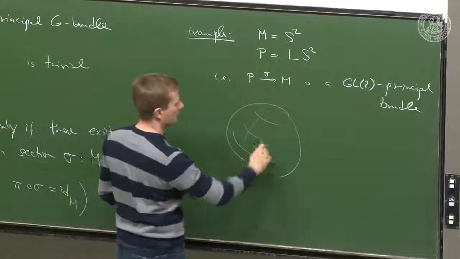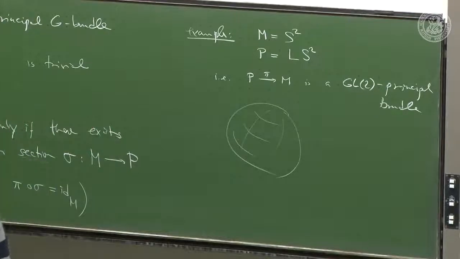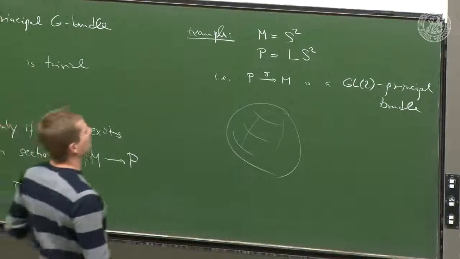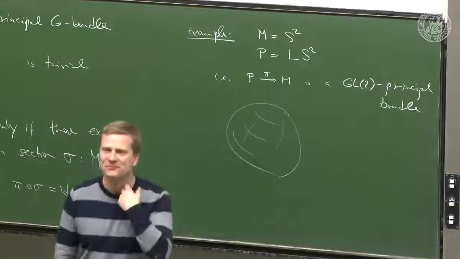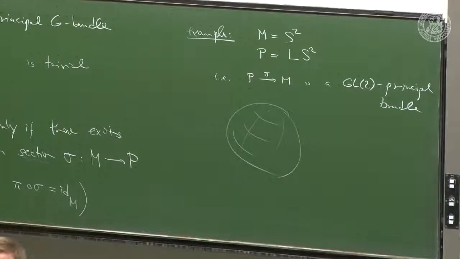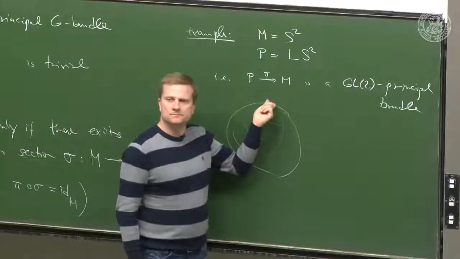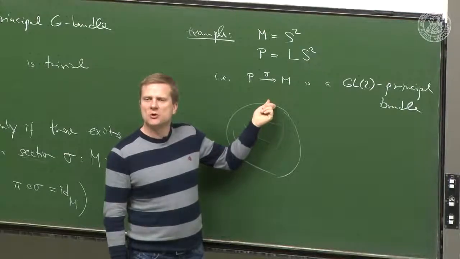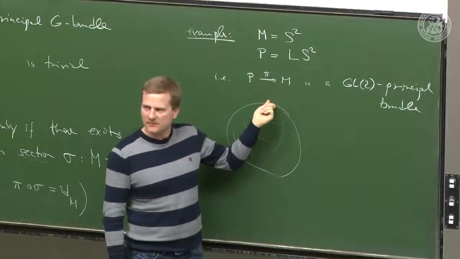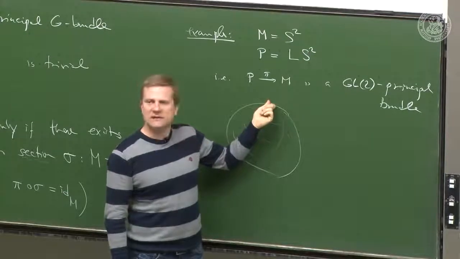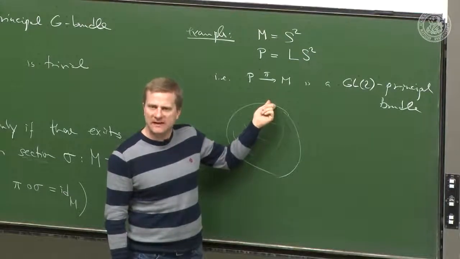Okay? Now, what do we know about sections of the frame bundle of the two-sphere? What is a section of a frame bundle? A section of the frame bundle would be a frame at every point, right? So a basis of the tangent space at every point. But what do we know about this? Well, there is no such thing, because we don't even have an everywhere non-vanishing vector field.